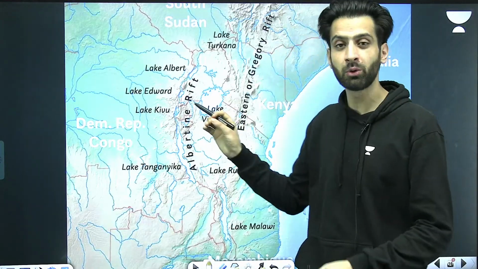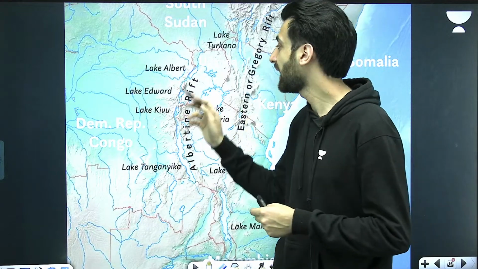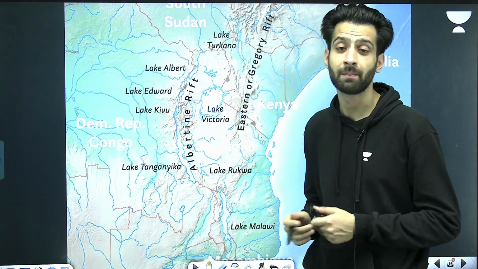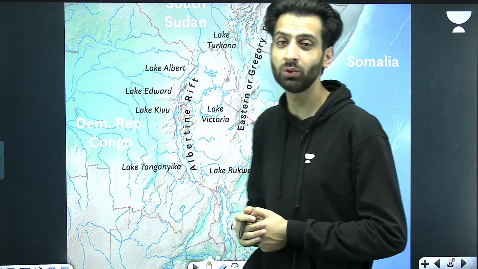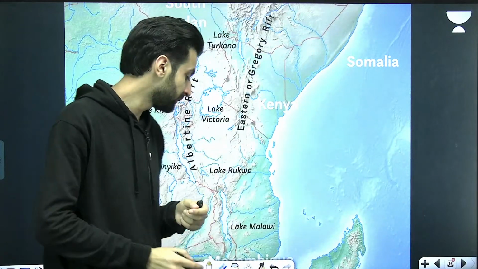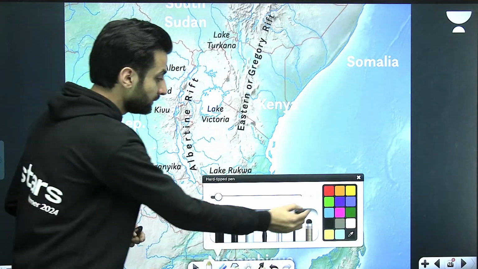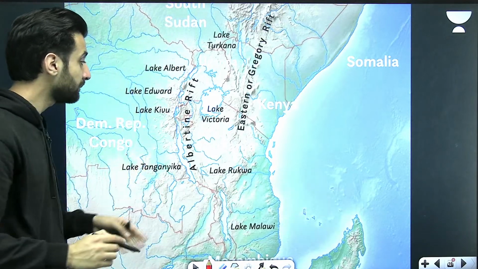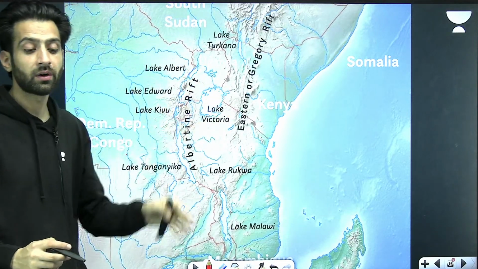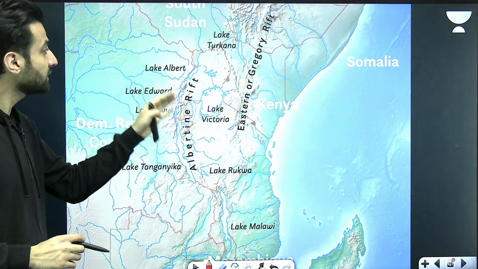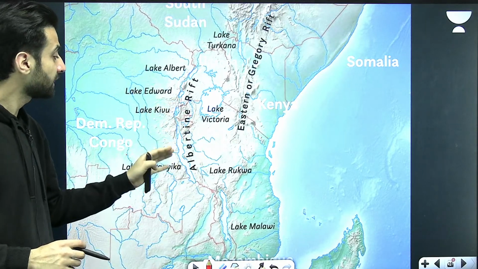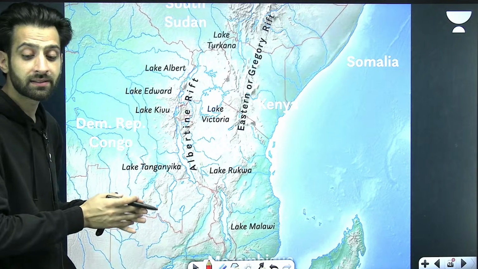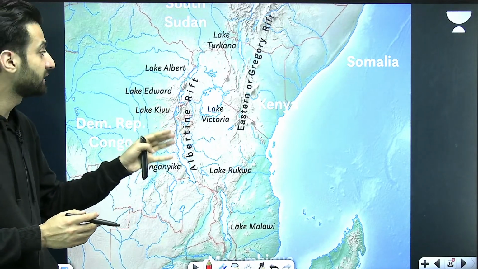Then we reach the very important point of our topic today. That is the Rift Valley lakes. They are very important, and you have to remember them all. So this is very important. I'll tell you why. Because of the split that is going on right now in Africa. Because the continent is splitting, that is the reason there is formation of lakes, and that is why we have to memorize each and every one of them.